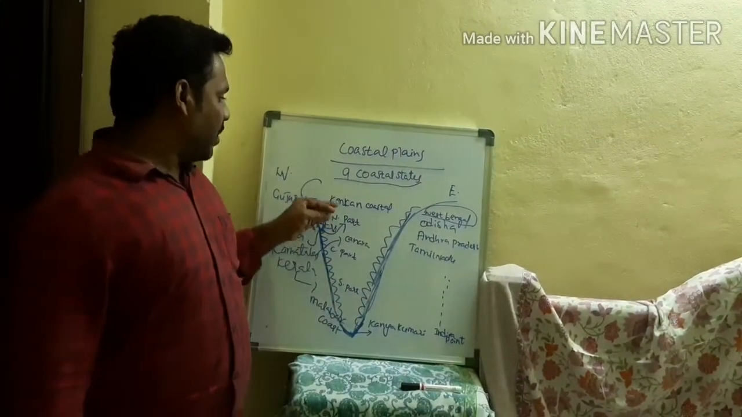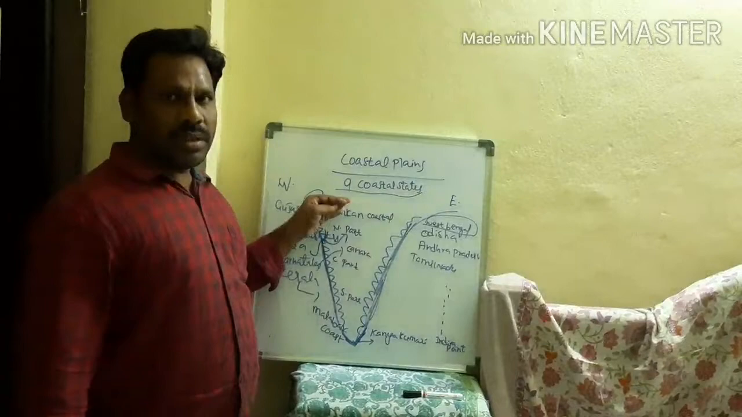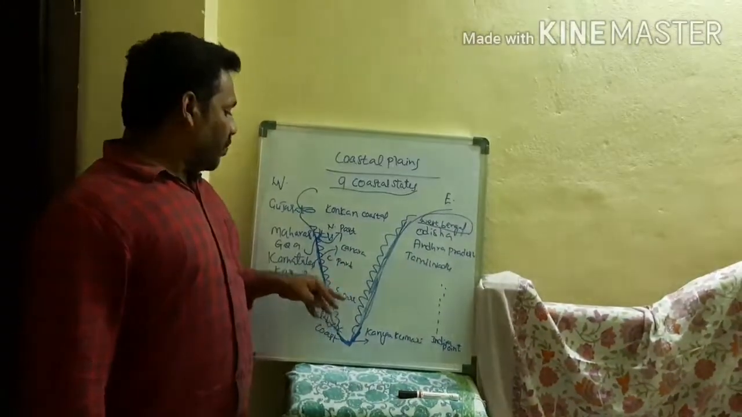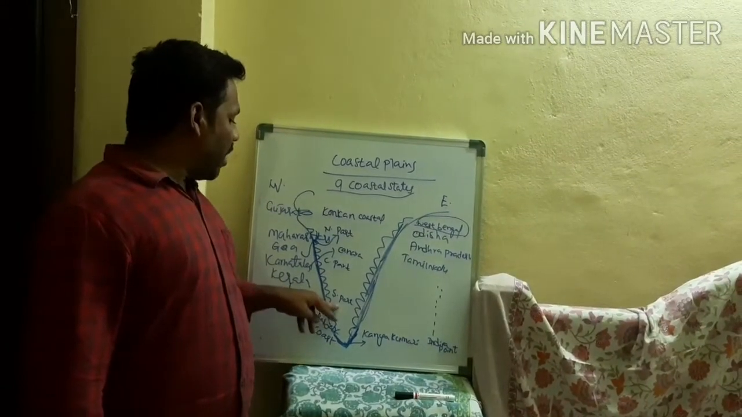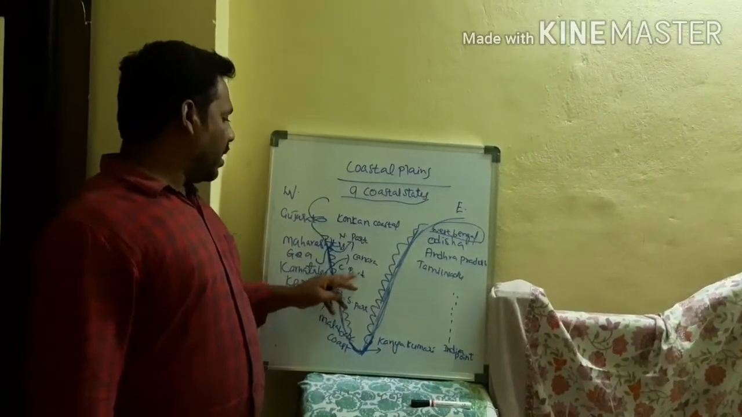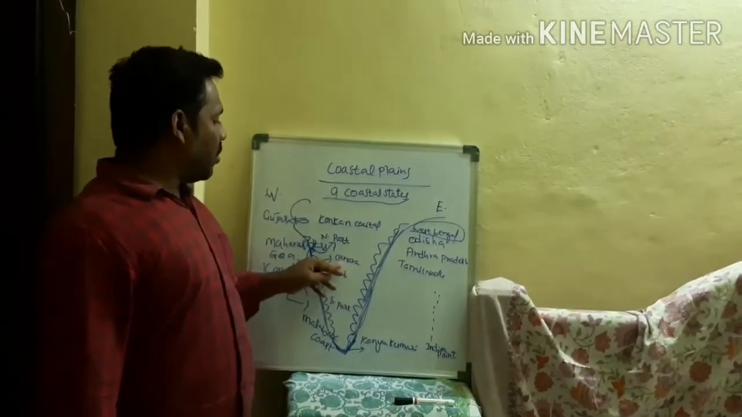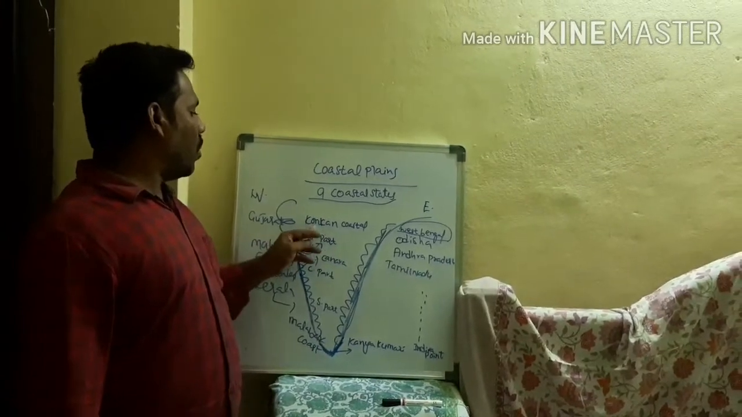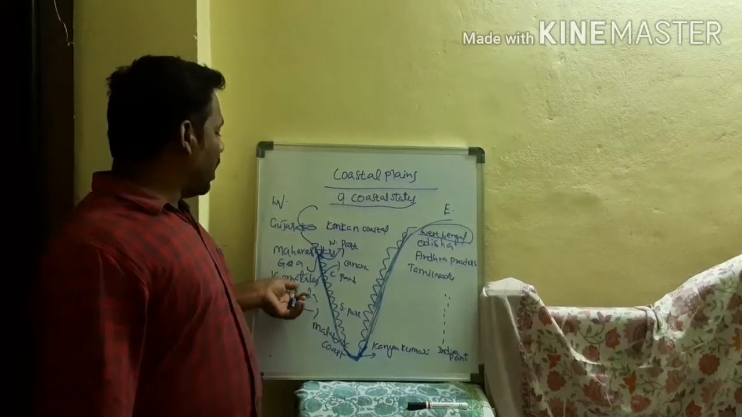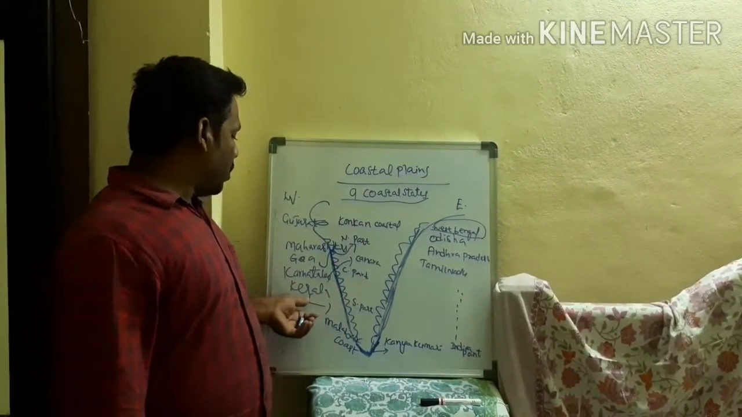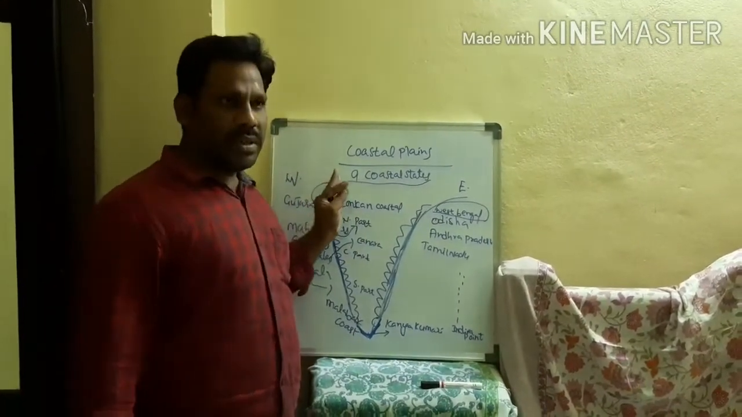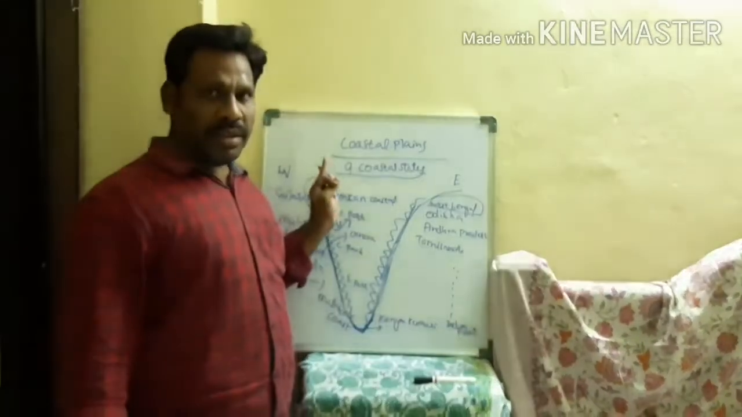So now see, the western coastal plain is divided into three parts: the northern part, the central part, and the southern part. To the southern part, the coastal name is the Malabar coast. To the central part, the Canara coast. To the northern part, the Konkan coast, belonging to Maharashtra and Goa. The coastal name of Karnataka is the Canara coast. The coastal name of Kerala is the Malabar coast.